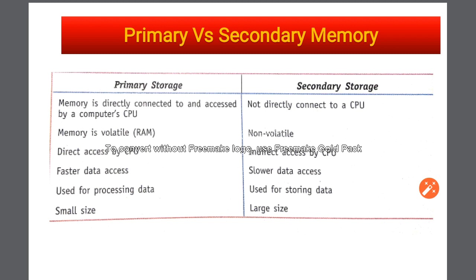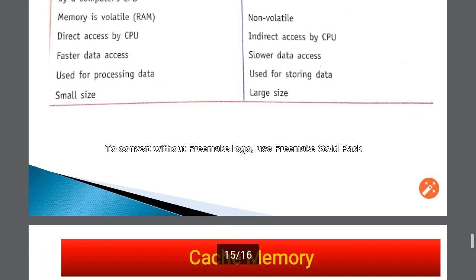Now next, direct access by CPU versus indirect access by CPU, faster data access versus slower data access, used for processing data versus used for storing data. Primary memory is small in size, whereas secondary memory is larger in size.